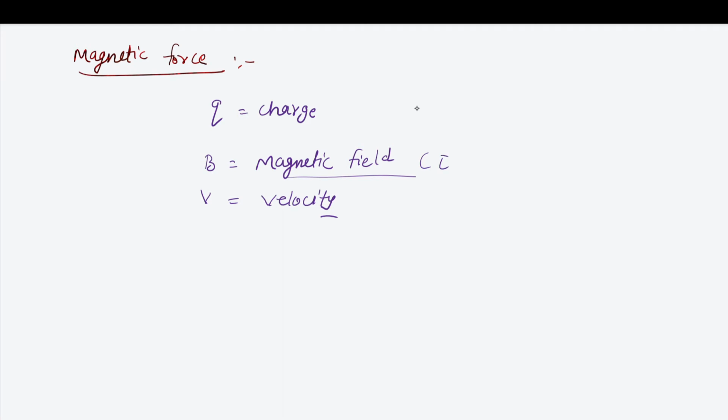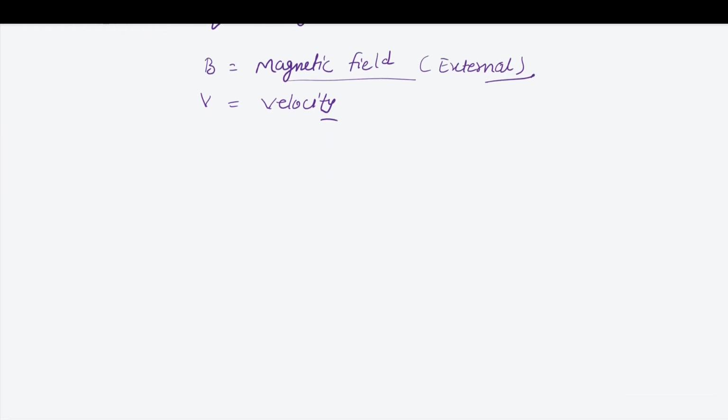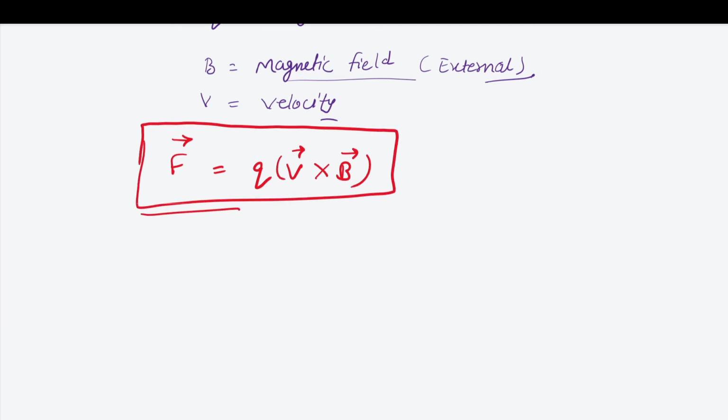So in magnetic force, assume that a charged particle of charge q is moving in an external magnetic field B with velocity V. q is the charge of that charged particle, which is moving with velocity V in the external magnetic field B. There will be a force exerted on that charged particle, whose value we can show in vector form as F is equal to q V cross B. This is our vector form, and from it we can find the magnitude also.